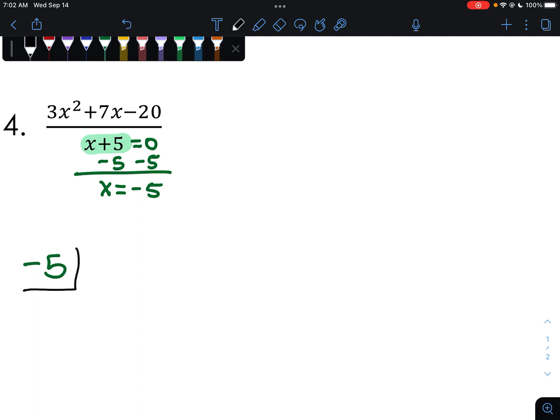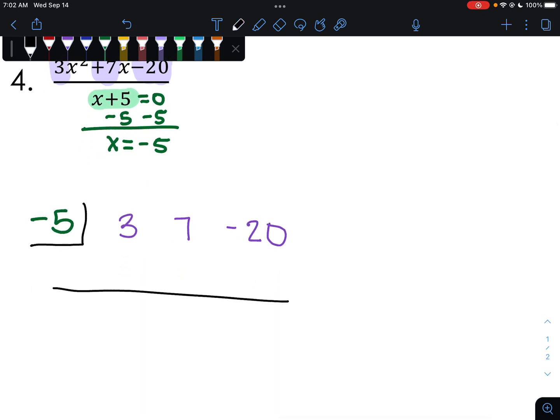Then I double check to make sure I'm not missing any terms. So I have an x squared, an x, and a constant. Perfect. So now I'm going to take the coefficients and list them out. 3, 7, -20. I'm going to leave some space underneath and draw a line. And then I repeat my process.